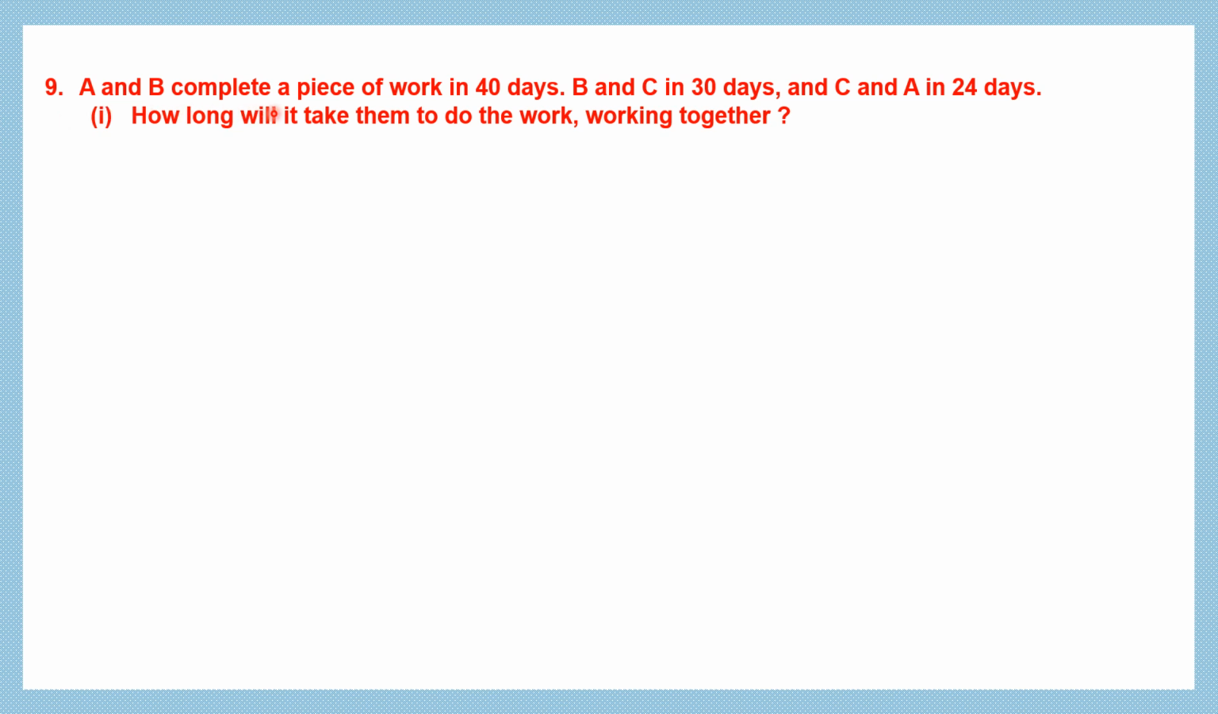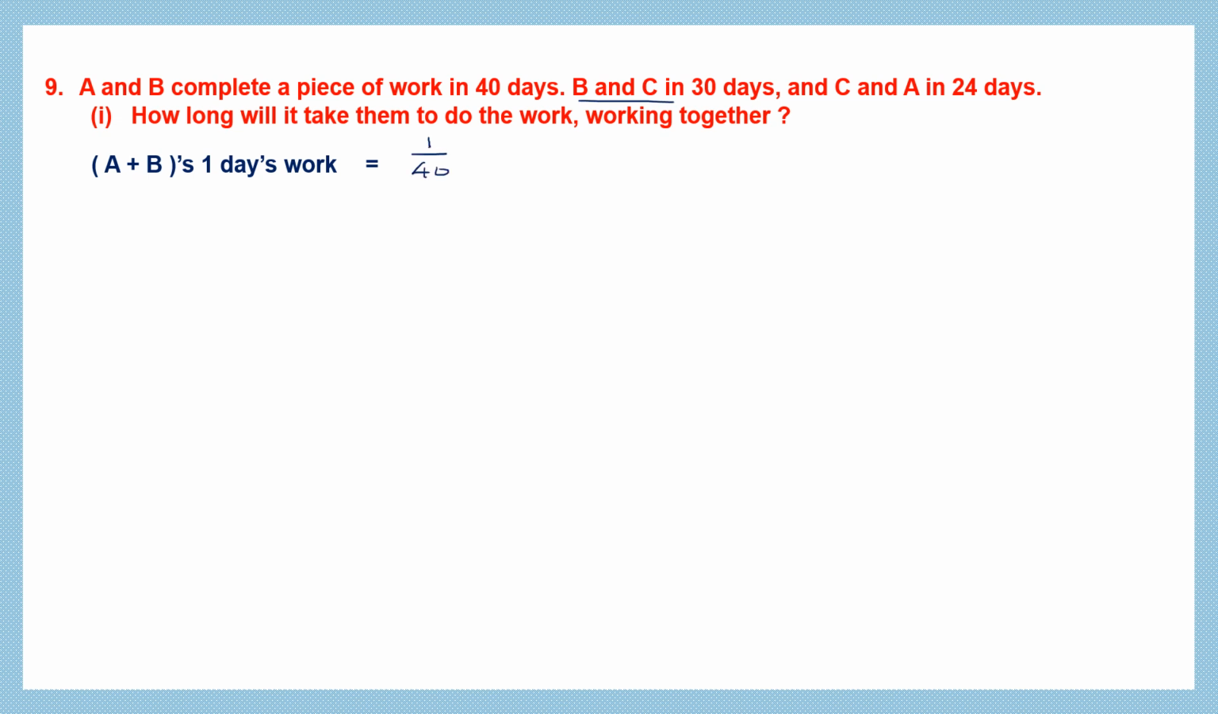Question 9. A and B complete a piece of work in 40 days, B and C in 30 days and C and A in 24 days. How long will it take them to do the work working together? So let's begin. A plus B complete a certain piece of work in 40 days. That means A plus B's 1 day's work is 1 by 40.